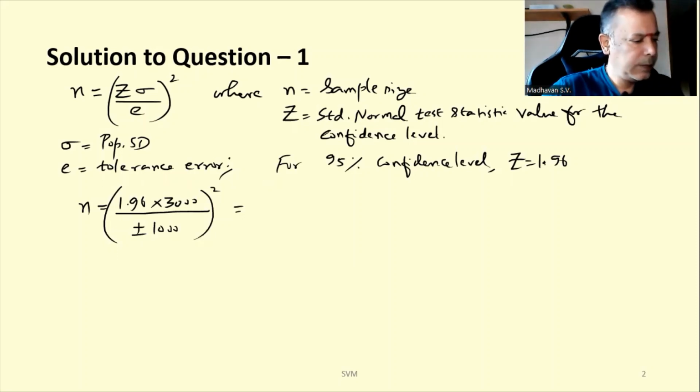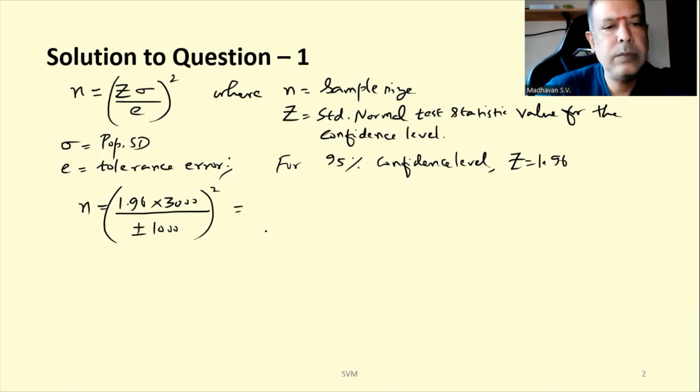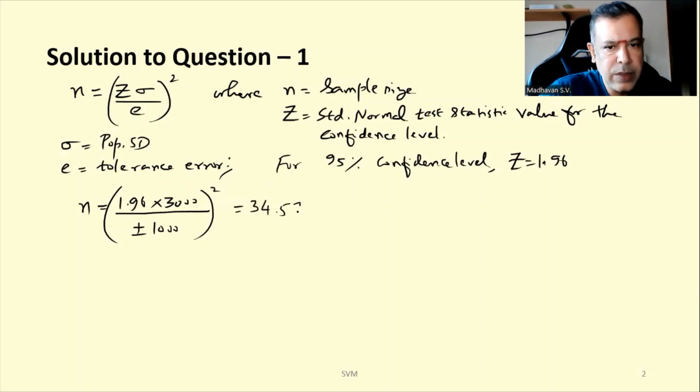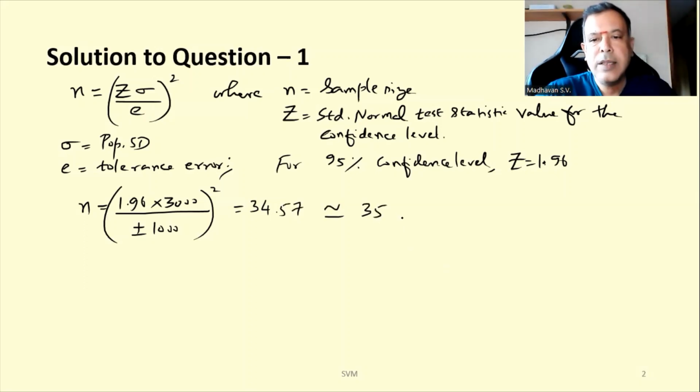It is 3 into 1.96. Whatever result we get, we will be squaring that, which means we get 34.57, which is rounded off to 35. That will be the sample size required. Let us move on to the next question.